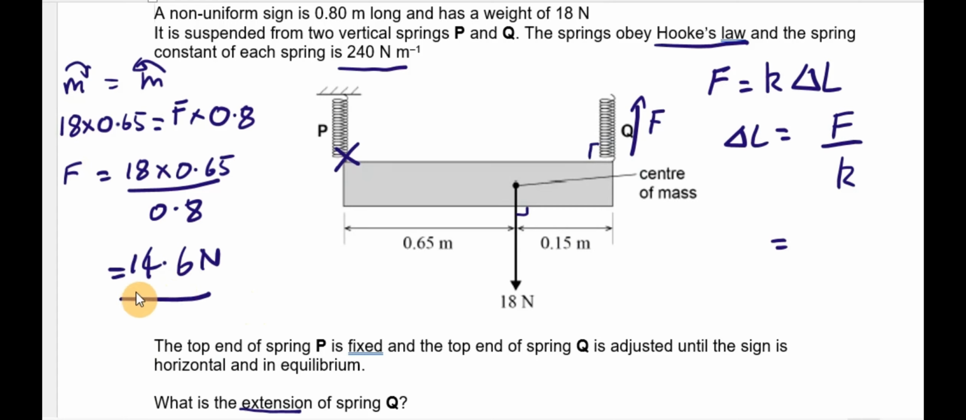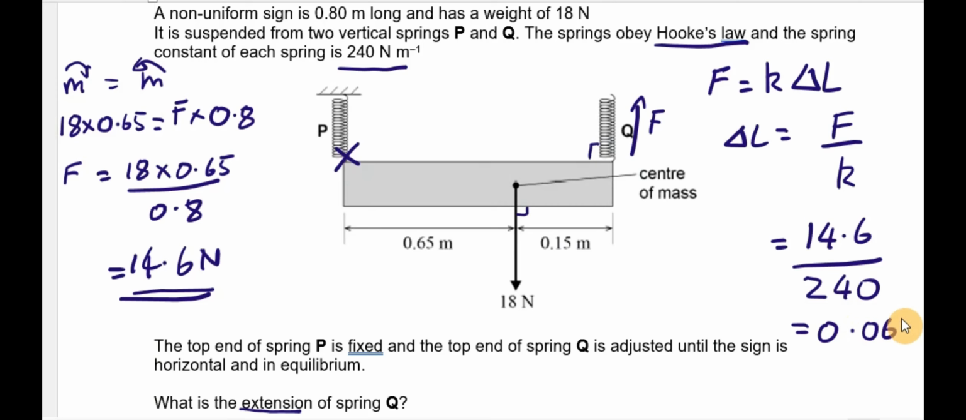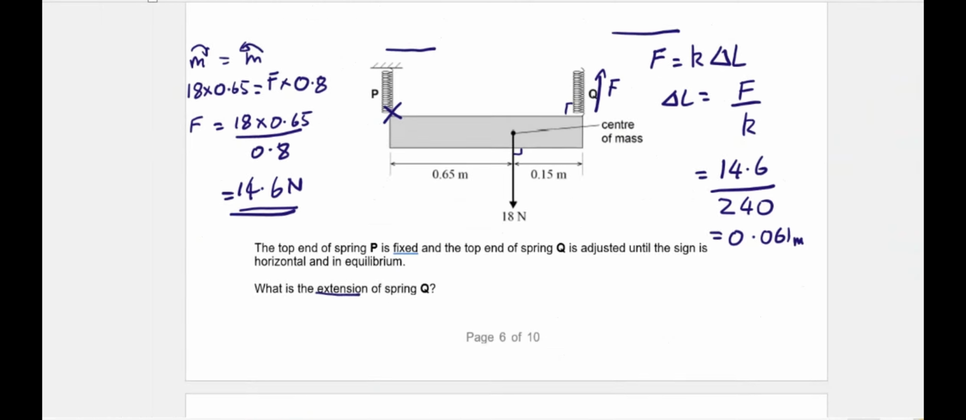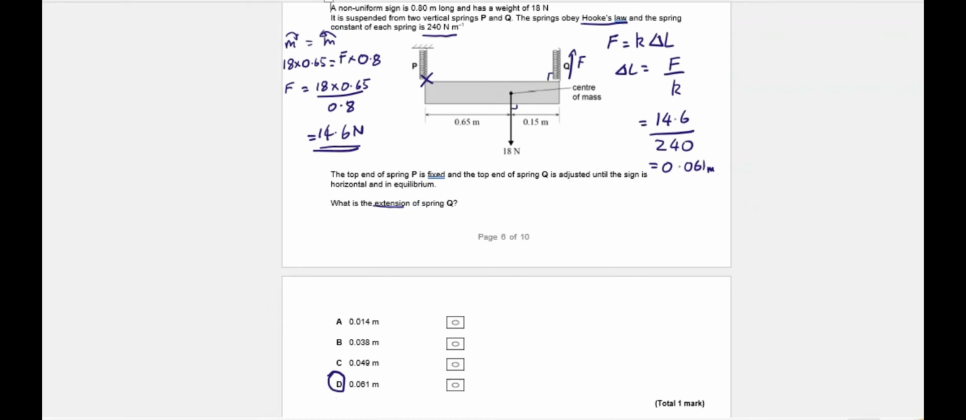The force we discovered was this 14.6 newtons. The spring constant is this 240 newtons per meter. Put that into your calculator and you discover that it's 0.061 meters, as given by answer D.